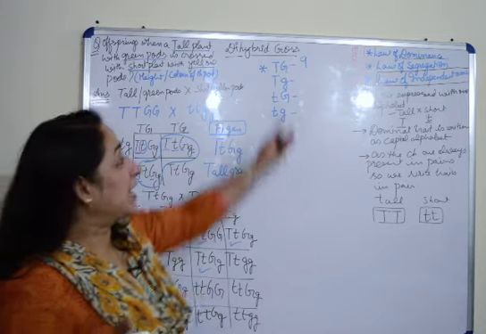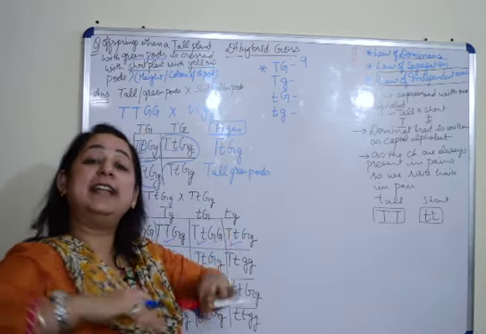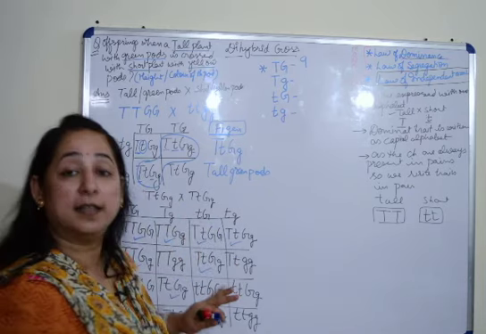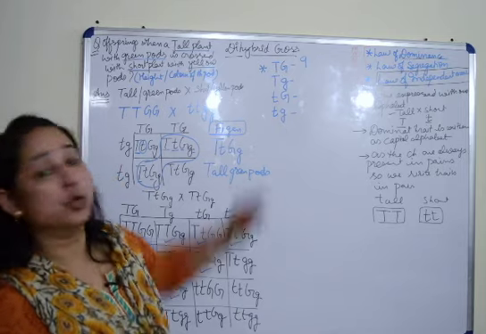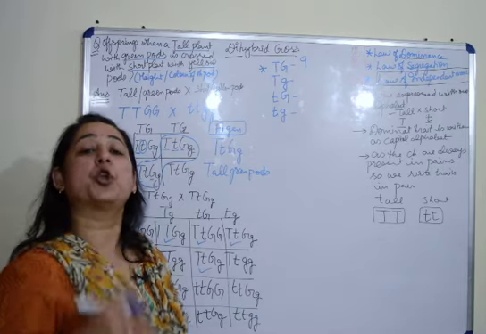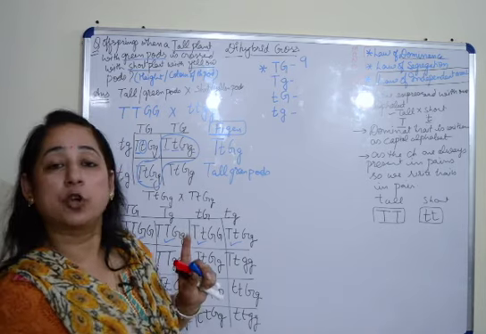Now, this 9 cannot become 10. 9 can become 8. It is fixed. If you are getting 10 instead of 9, it means your cross is wrong. Fine, so you have to redo the whole thing again. If this ratio comes out to be wrong, this is a kind of cross-checking. Jaise maths mein cross-check karte hai na, mera answer theek hai ki nahi. This is a kind of cross-checking.